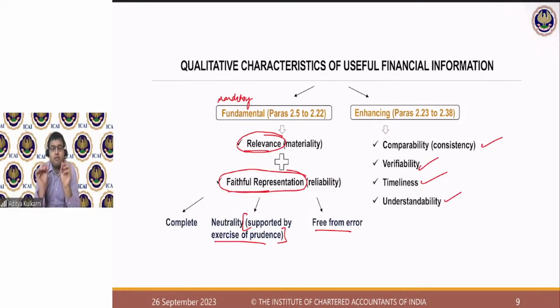In terms of the conceptual framework, conservatism is not, I repeat, conservatism is not a fundamental characteristic or an enhancing characteristic. Conservatism should be applied conservatively, or to use another English term, prudence should be applied prudently. You should be prudent with your prudence.